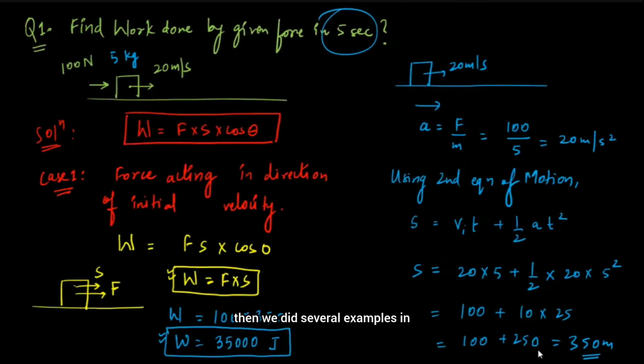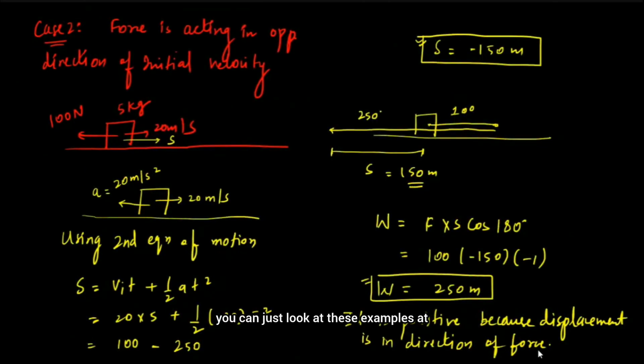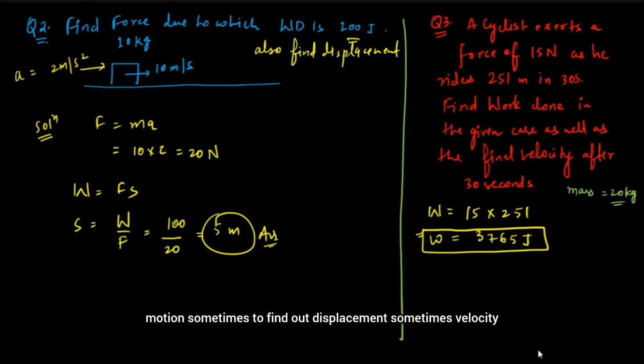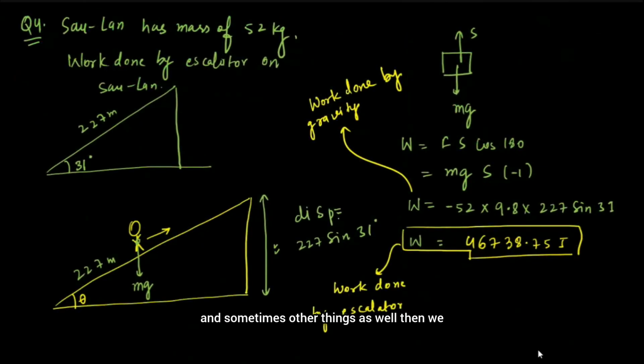Then we did several examples in which we calculated how much work is done in a given time. You can look at these examples to see how we were supposed to do that. We found different physical quantities related to each and every case. This also uses equations of motion sometimes to find displacement, sometimes velocity, and sometimes other things. Then we discussed some questions from the assignment sheet you shared.